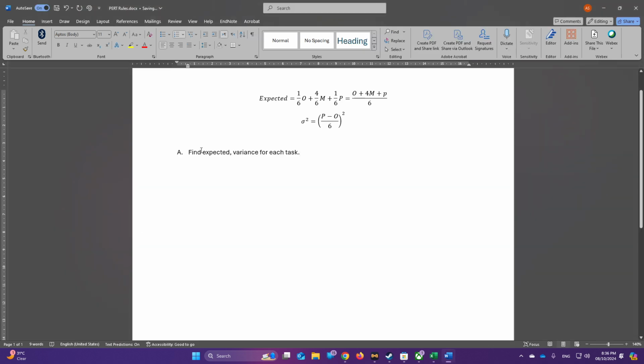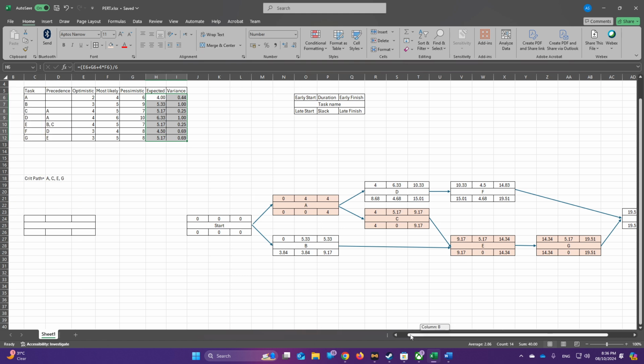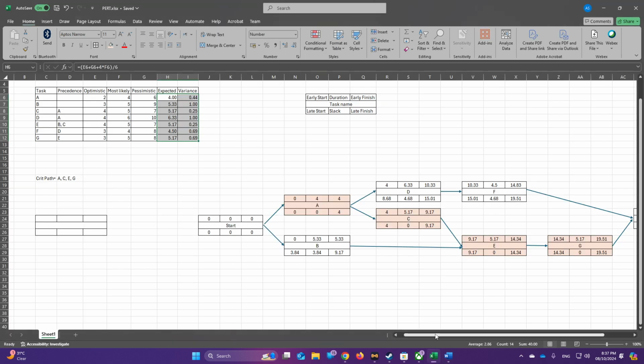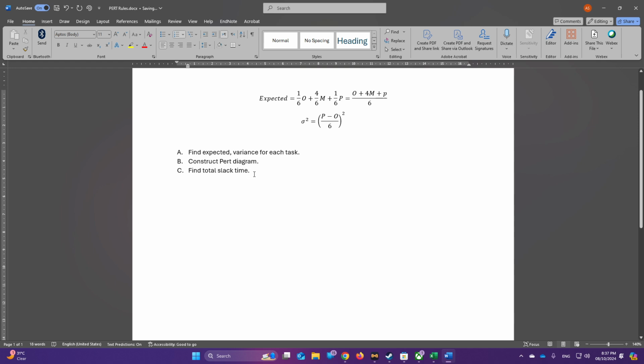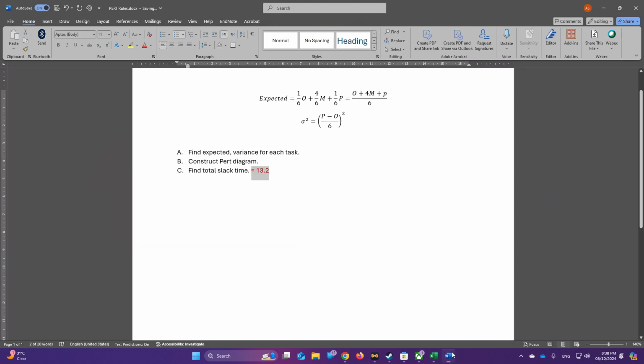Okay, for the first question, we need to find the expected and variance for each task, which we have already done. We have found them for each task here. The second question will ask you to find the PERT diagram, which is this one, and we have found it and completed it. Now the third question will ask you to find the total slack time, which basically you will find the sum for all of these values in the slack. Of course, since the critical paths have 0, they will make no difference if we add them. So we will add those values to find the total slack time. After summing them, I found that the total is 13.2.